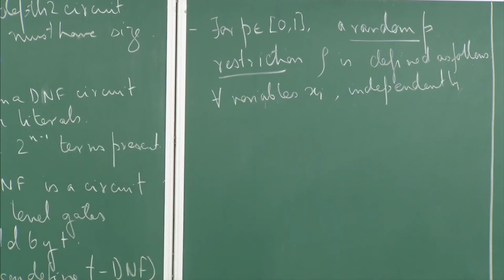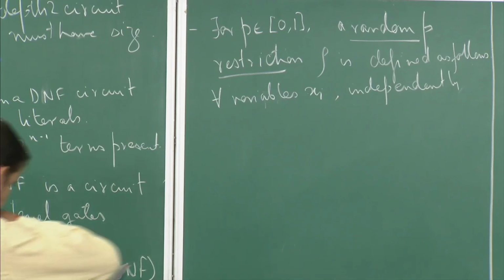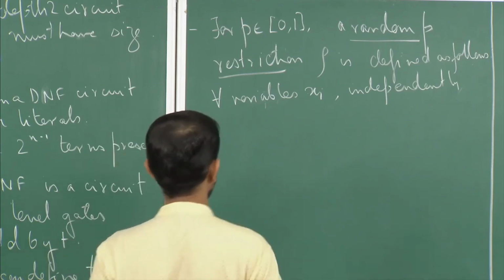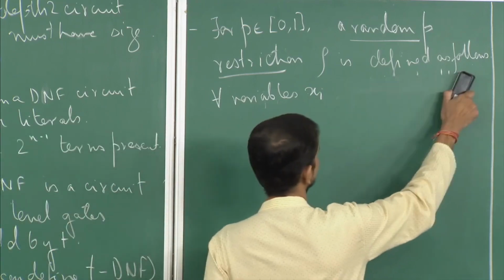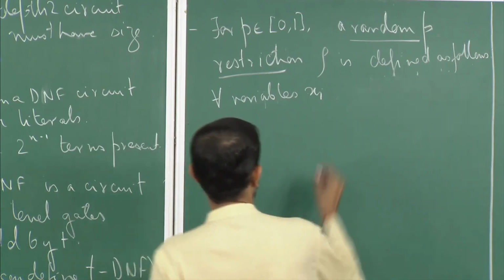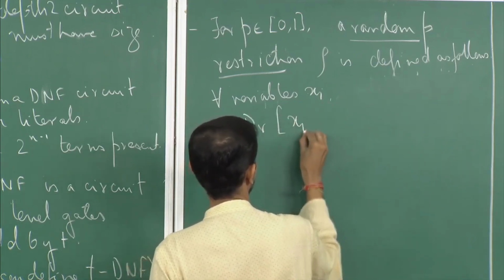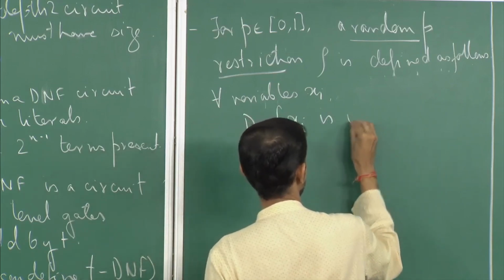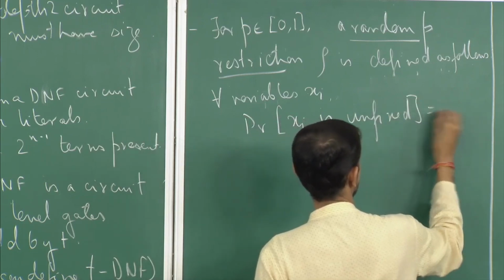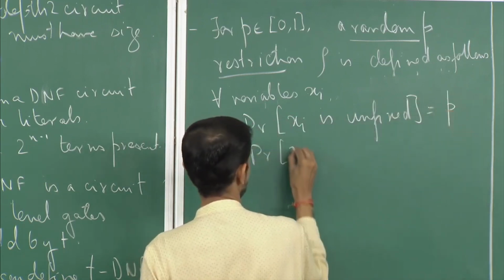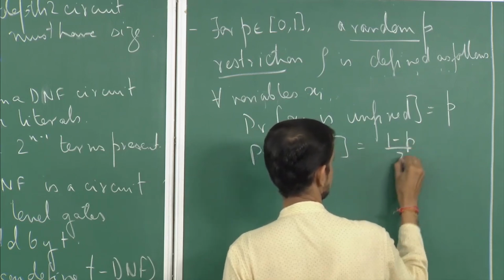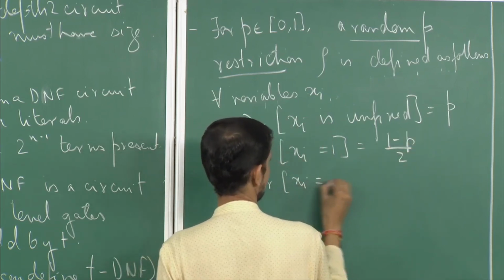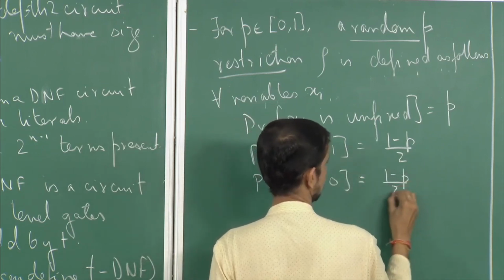The probability that xi is unfixed is p, the probability that xi is, let us say, set to 1 is (1 minus p)/2, and the probability that xi is set to 0 is again (1 minus p)/2.